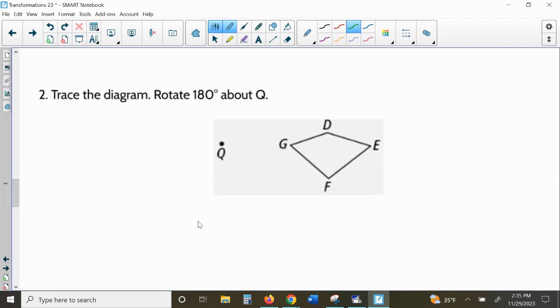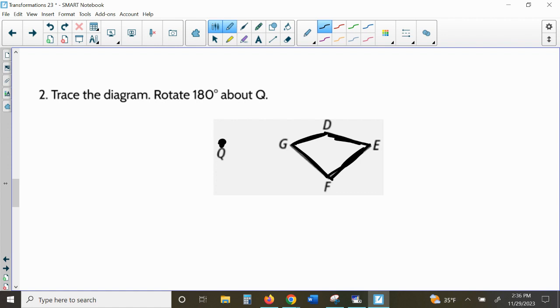Okay, we want to trace this diagram and rotate it 180 degrees about Q. So grab any old patty paper or any piece of paper that you have near you. Remember, you might have to make this darker. If you don't have patty paper, if you're taking a real test, just go over the lines and make it nice and dark.